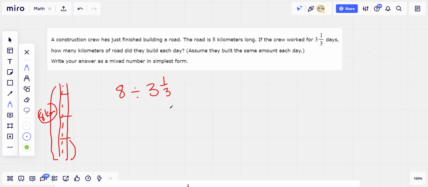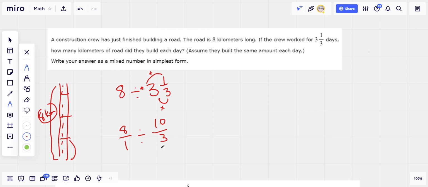Now to do this division, we want to do two things. We want to convert this mixed number into an improper fraction first. So I'm going to multiply here. 3 times 3 is 9, plus 1 is 10, so this is 10/3. And then we're going to write 8 as a fraction as well, so that's 8 over 1. So we have 8 over 1 divided by 10 over 3.